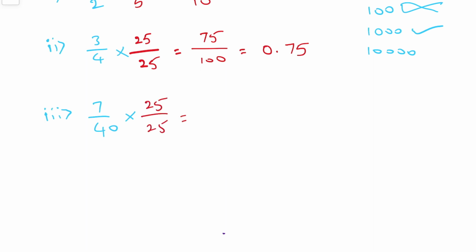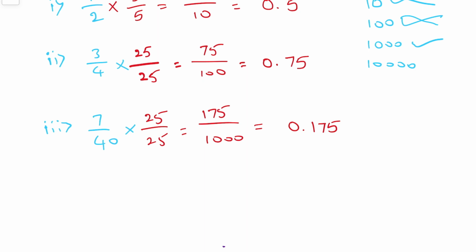So that will be 25 times 7, 175, divided by 25 times 40, 1000. 175 by 1000 is 0.175. This is the first method. Then what about the second method?